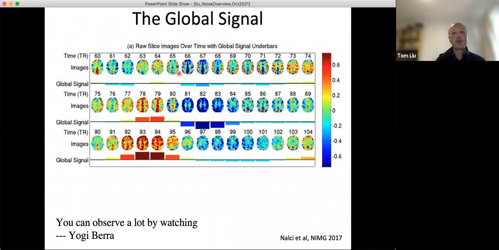One way of quantifying that is to take the mean of all the signals in the brain and plot it as a function of time. This would be the global signal, plotted here with these bars. Here, when there's a lot of spatial homogeneity, the global signal goes up in a positive fashion. Now everything is blue and it goes down. And then over here, it goes up again. So the brain is either very positive or very negative, and in between, it's doing something else. That's what you get if you just look at the data.